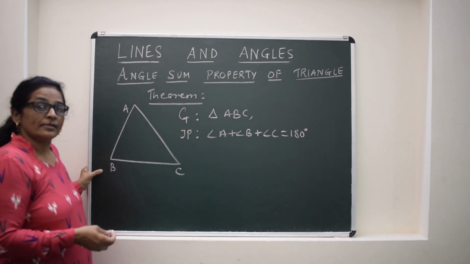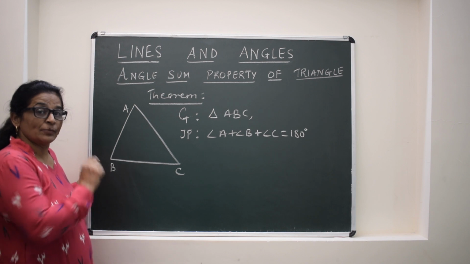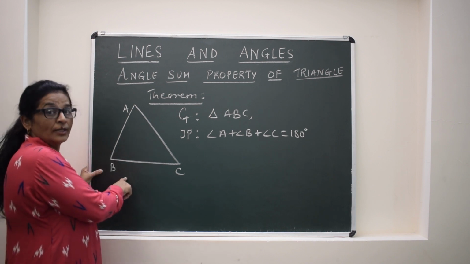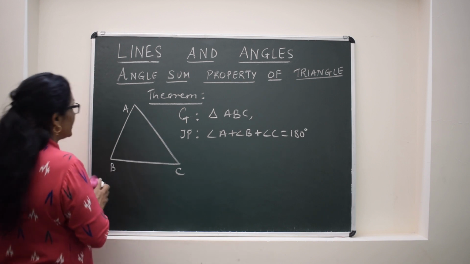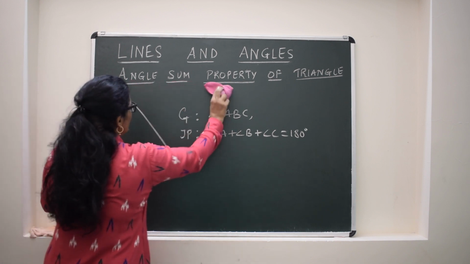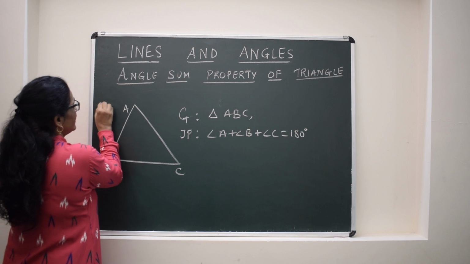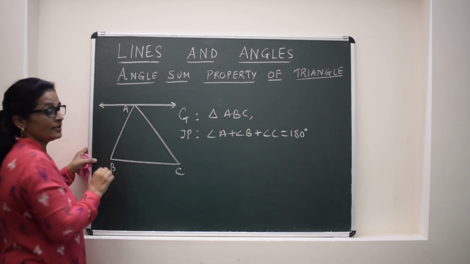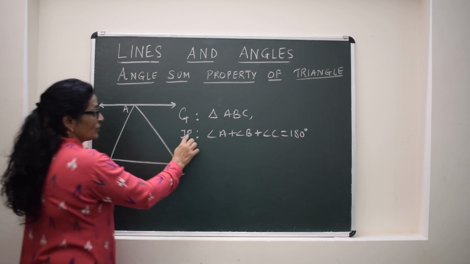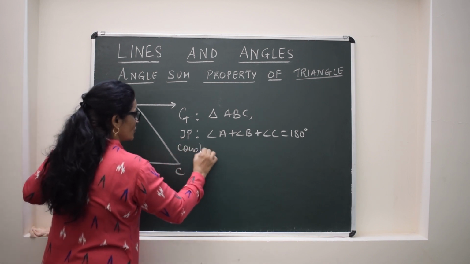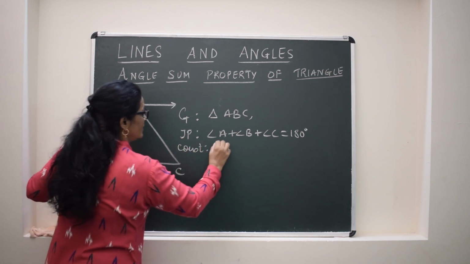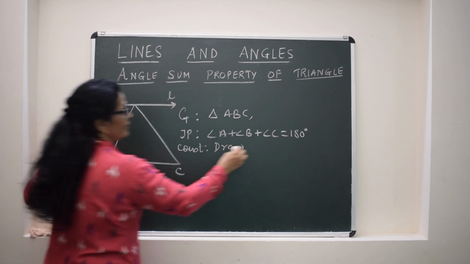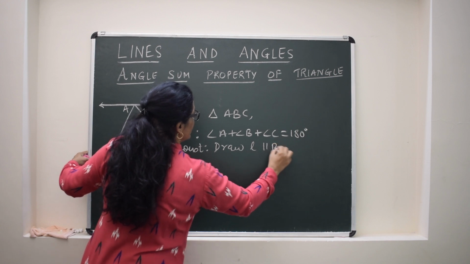Here we will do one construction. We will draw a line which is passing through this vertex A and parallel to BC. So that will go under the column construction. So that is a line passing through the vertex A and parallel to BC. The next column will be construction. In construction we will write draw a line L parallel to BC.